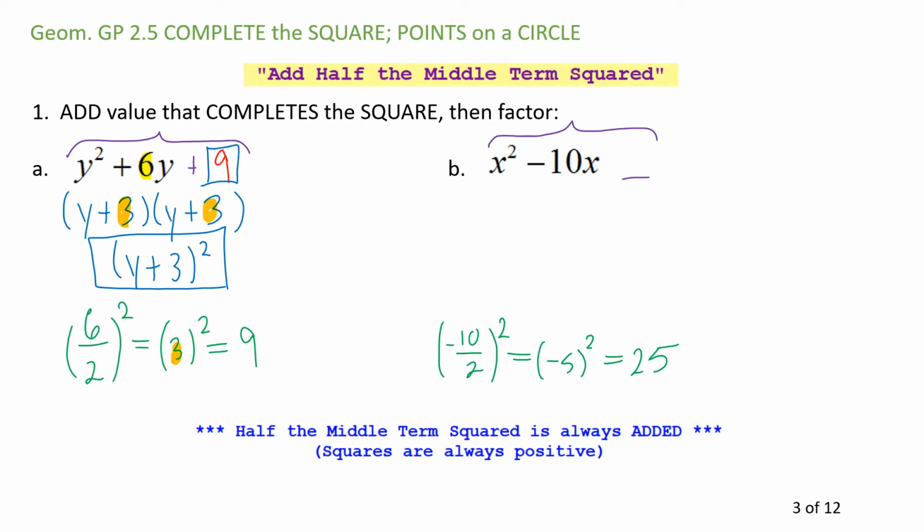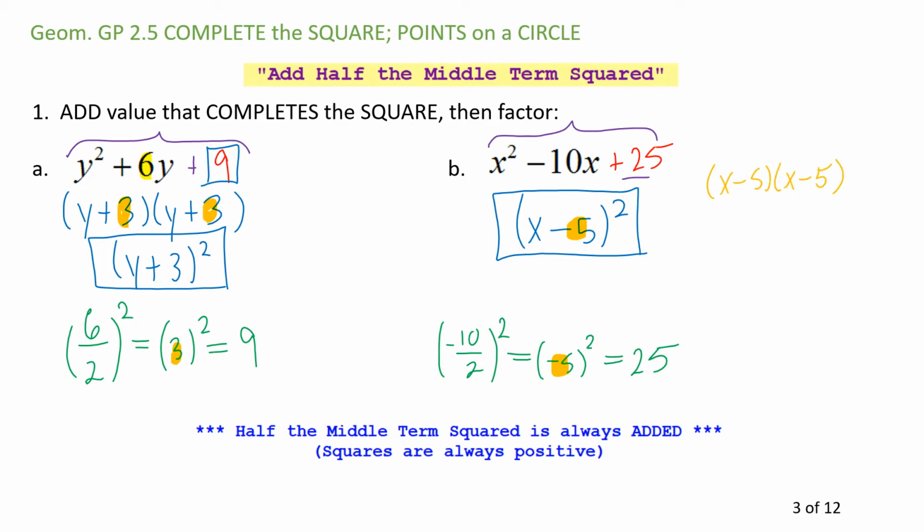That's because whenever you square it, it becomes positive. But when you go to factor it, it stays negative. It will be x, in this case, minus half the middle term, which is 5. And just so that you see where it came from, I've actually got the calculation down here. That completes the square. If you were to actually FOIL this out, FOIL meaning multiply it out.